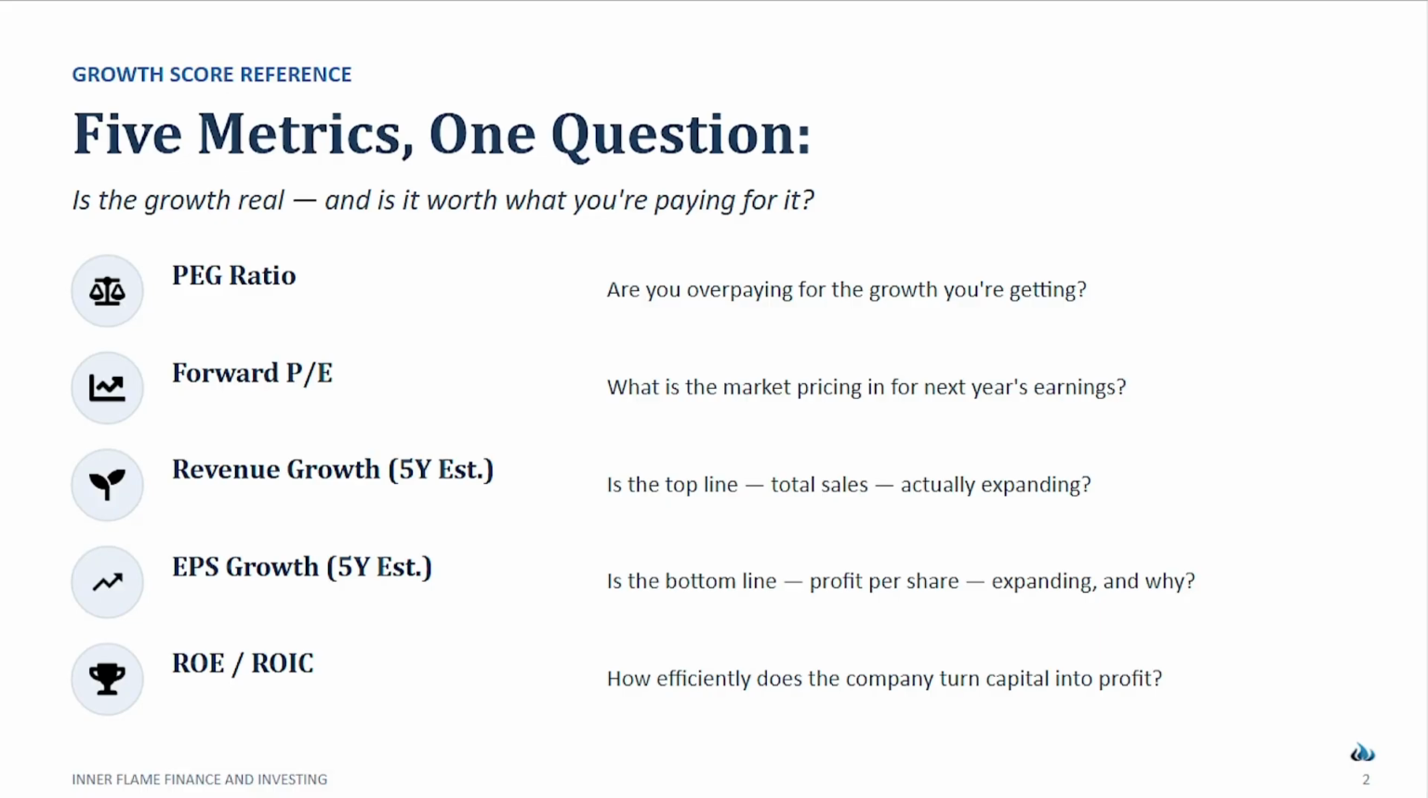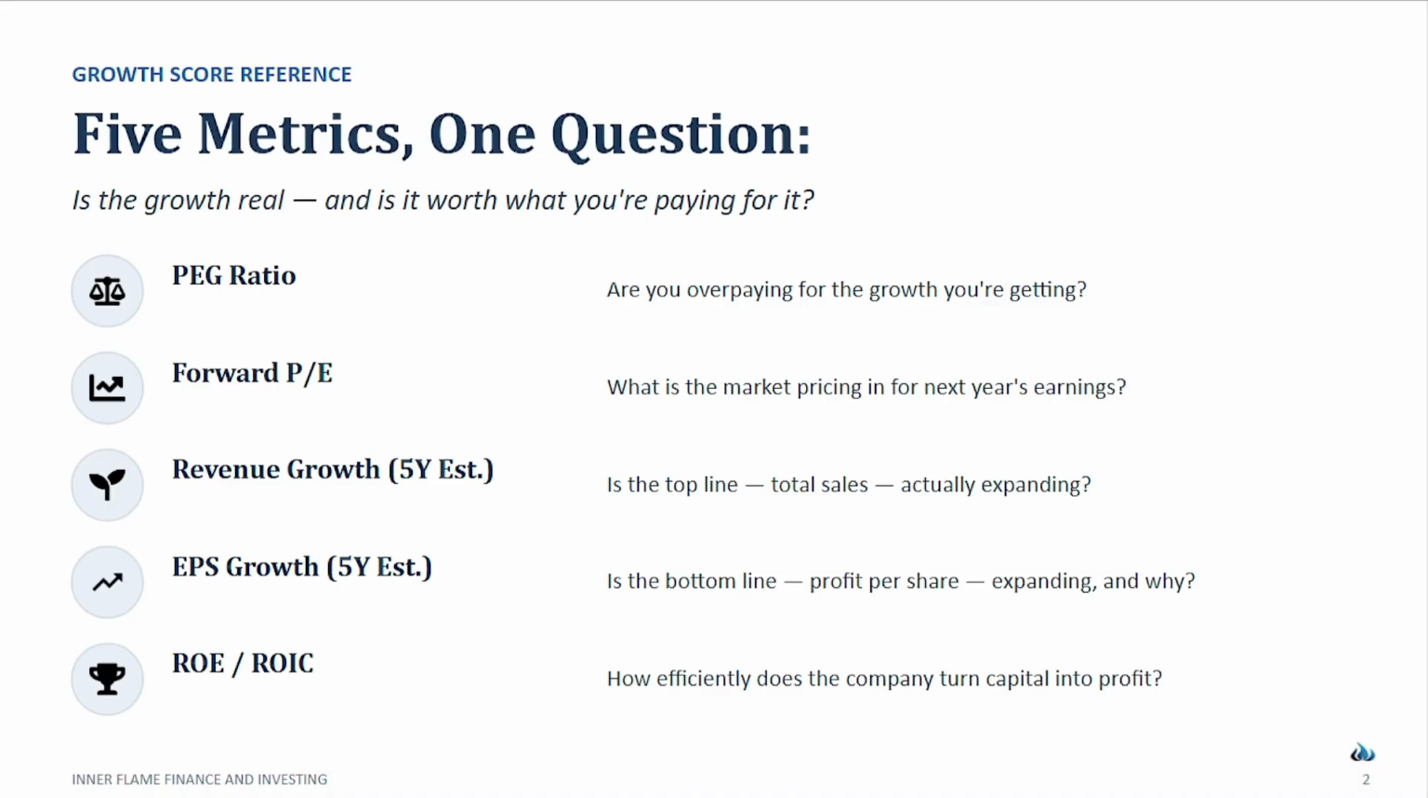The PEG ratio, what is that asking? It's asking, are we overpaying for the growth that we're getting in this company? Next is the forward PE. That is the PE ratio based on what the market is pricing in for next year's earnings. Now, while we cannot peer into a crystal ball and we cannot see exactly what's going to happen in the future, we can use analyst expectations and our own expectations to figure out what is the revenue growth, and that is a 5-year estimate annualized. We do the same thing for the bottom line, the EPS growth, 5-year estimate.